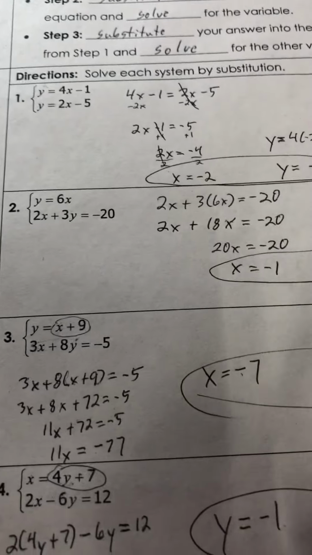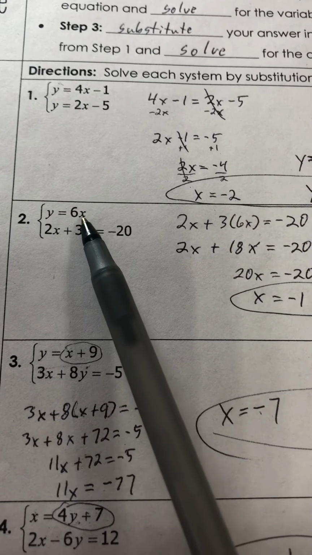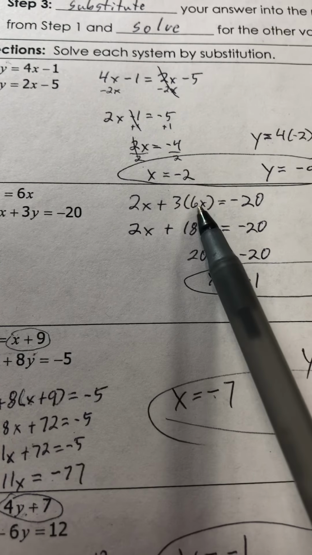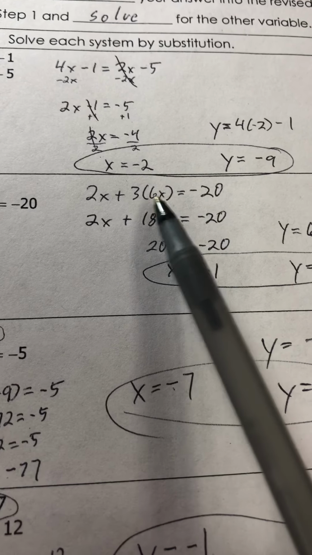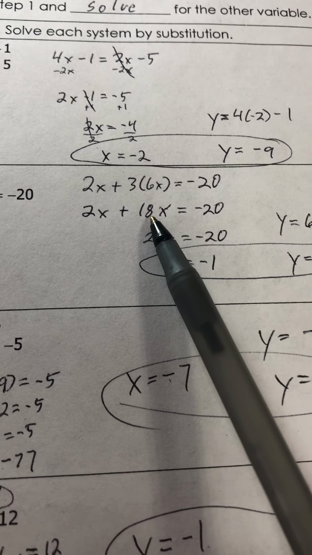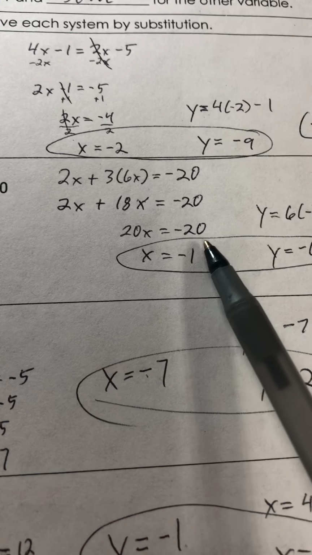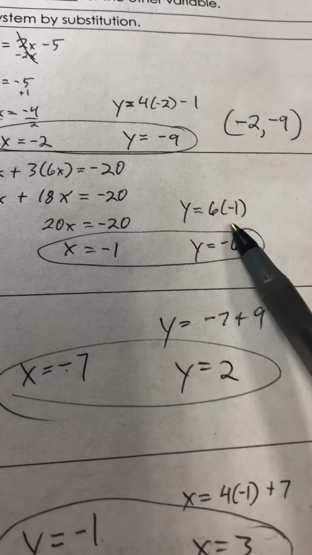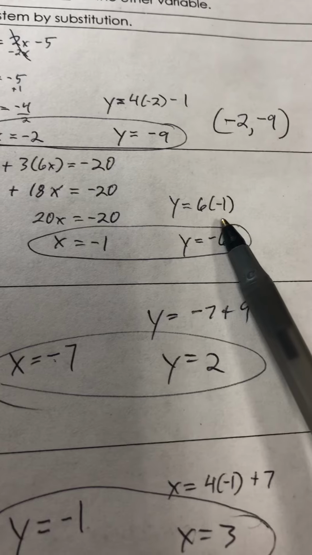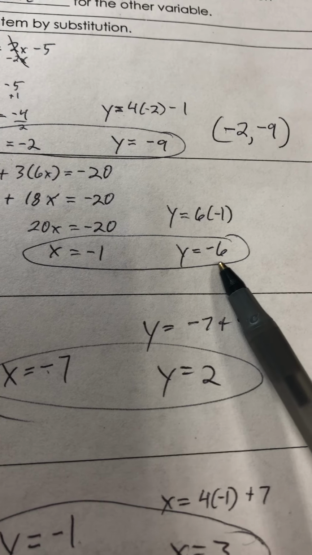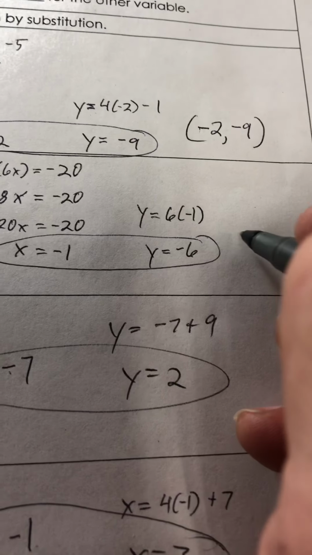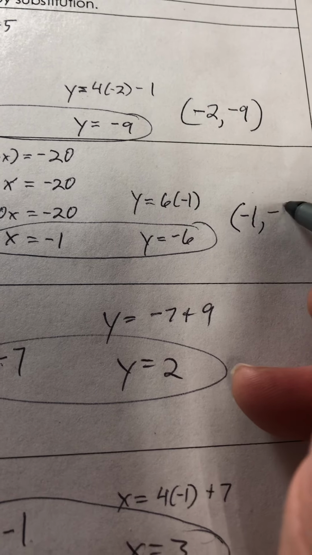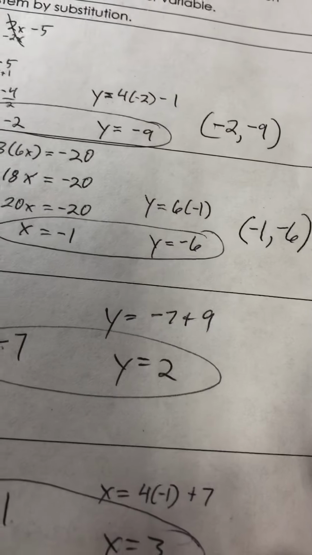Okay, taking a look at number 2. You guys did this in class also. Number 2 is telling you that y equals 6x. So instead of y here, I'm going to just put in 6x and then work the problem out. I do the distributive property: 3 times 6 is 18. Then I combine my like terms. I divide -20 by 20 and I get -1. I go back in, and this was the easiest problem, so I put in -1 for x, and 6 times -1 is -6. So your point of intersection, or the solution to this system of equations, is -1, -6.